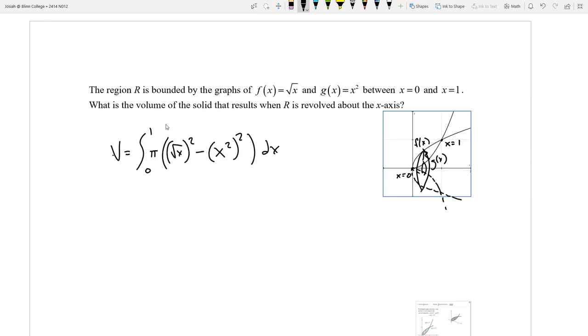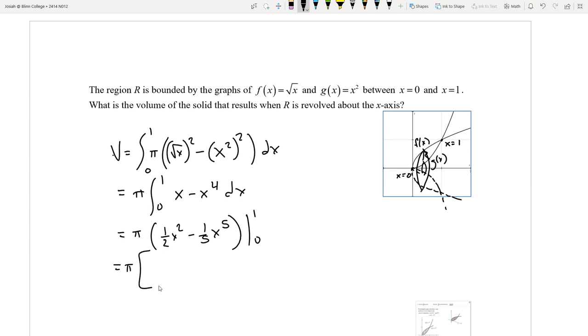All right, so we'll go ahead and start cleaning this up and then integrating. So we'll bring the pi out again. We've got x minus x to the 4th dx. The square and the square root cancel, and then square the square. So we've got pi times, we'll go ahead and run the power rule here. We've got 1/2 x squared minus 1/5 x to the 5th, and this will be evaluated from 0 to 1.